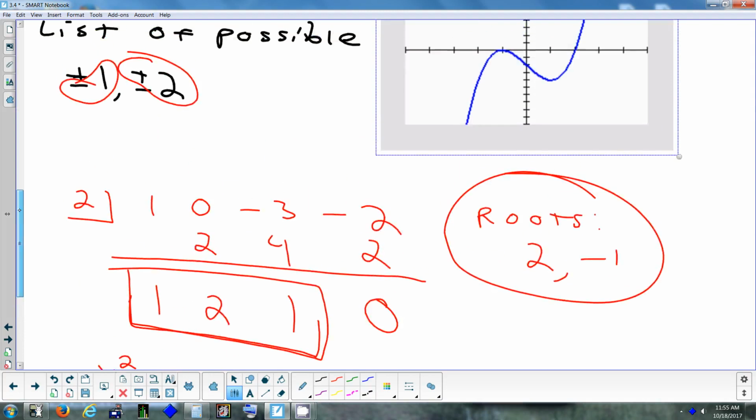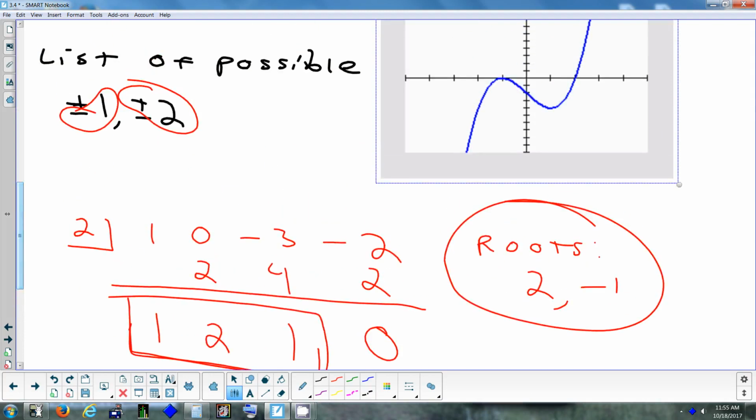And I might have mentioned yesterday that anytime you have a repeated root, the graph goes up, gets very close to the axis, just touches it, and then bounces away. Okay. Any question on that? All right.